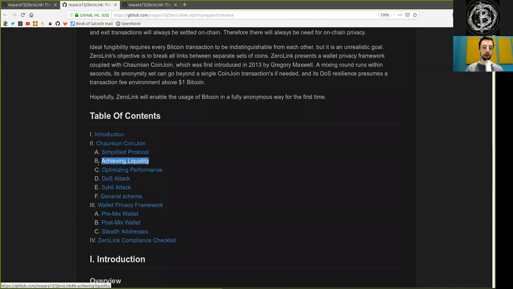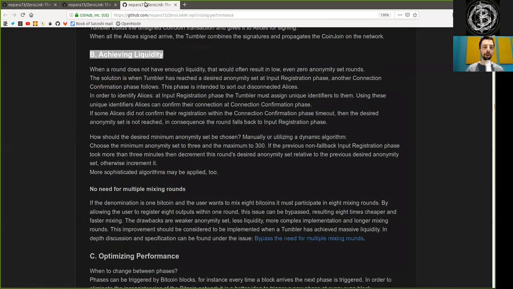Chapter 2, Part B, Achieving Liquidity. When a round does not have enough liquidity, that would often result in a low, even zero, anonymity set round. The solution is when the tumbler has reached a desired anonymity set at input registration phase, that another connection confirmation phase follows. This phase is intended to sort out disconnected Alices.